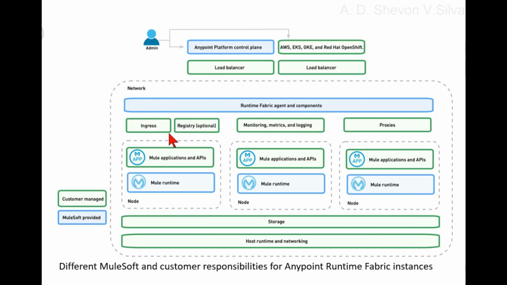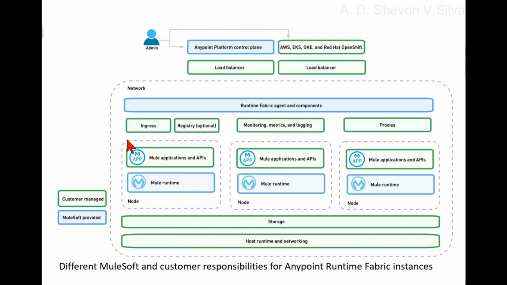Here you can see the Runtime Fabric agent and components. Below you can see ingress, registry optional, monitoring, metrics and logging, proxies. Below that you can see nodes, and Mule applications and APIs and runtimes are in nodes. And below you can see storage, and then under that you can see host runtime and networking.